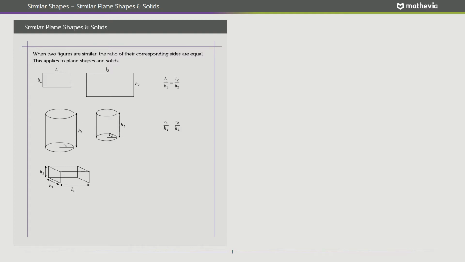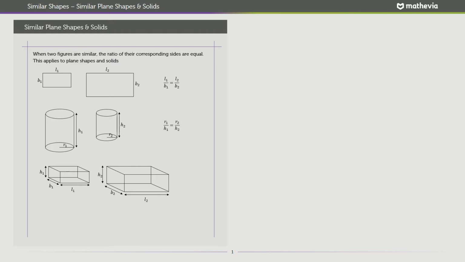So now we have a very unique shape in the cuboid. A cuboid has three unique sides, three unique dimensions. So the height, the breadth, and the length. The ratio of any two corresponding sides should be equal, okay? So if you look at the height, H1 and H2 are corresponding sides, B1 and B2 are corresponding sides, so the ratio of the height and breadth of the first cuboid should equal the ratio of the height and breadth of the second cuboid.